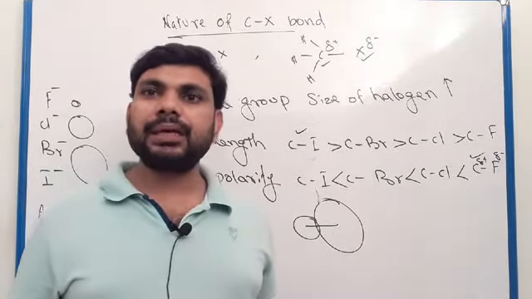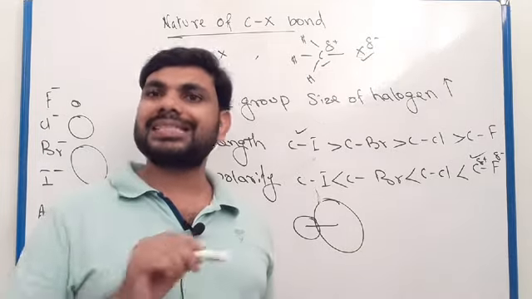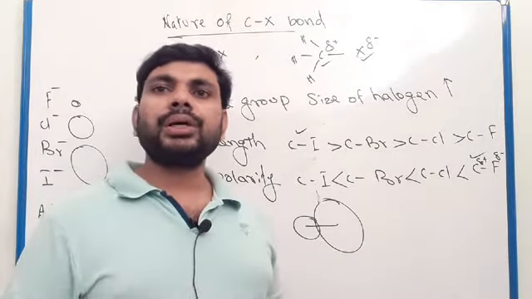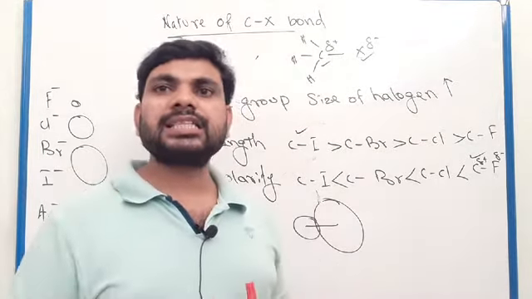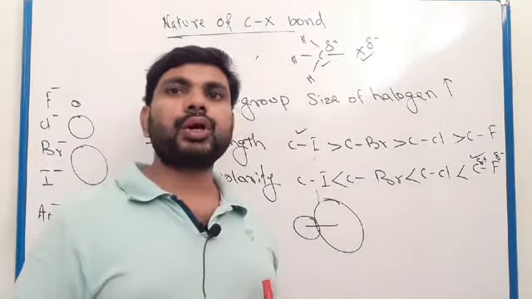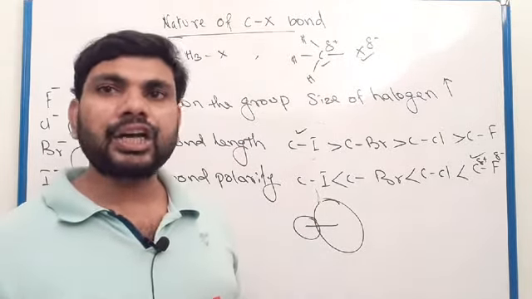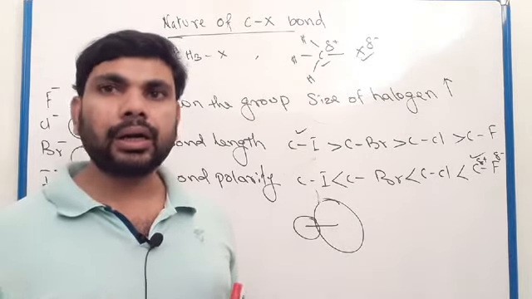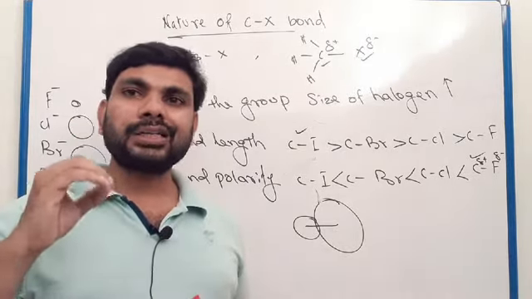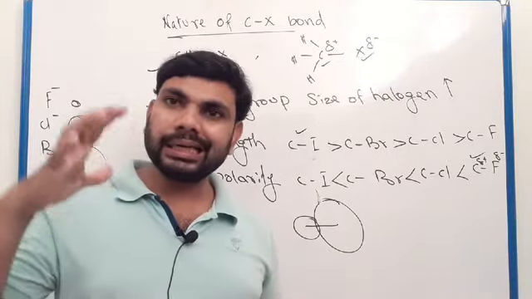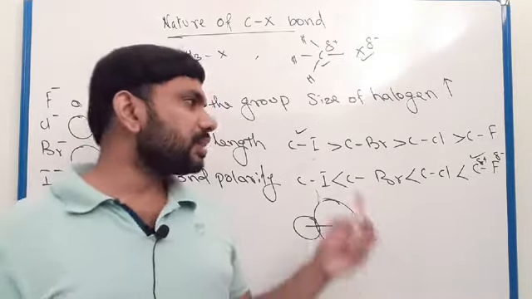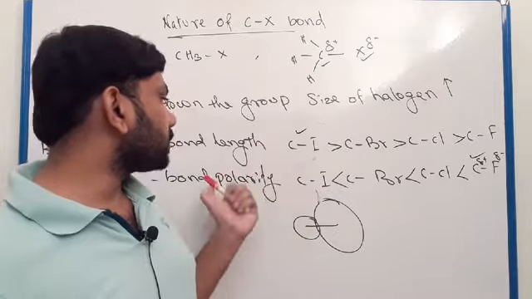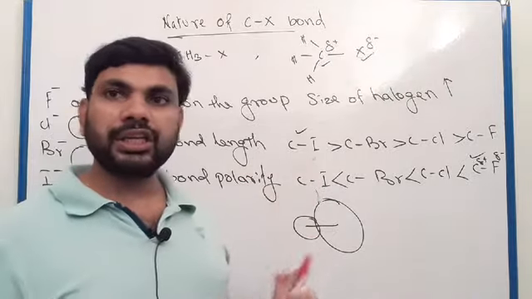The size of the atom increases and all halogens have a single negative charge, so charge density decreases from top to down. Fluorine has higher charge density, so C-F is highly polar and bond polarity decreases from top to down. This is the order of bond polarity.